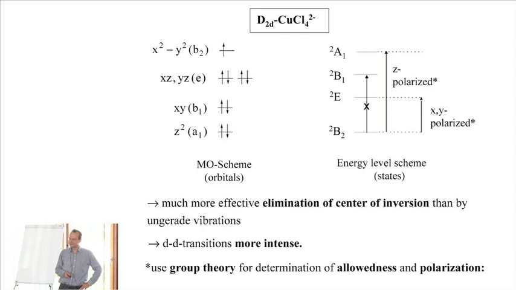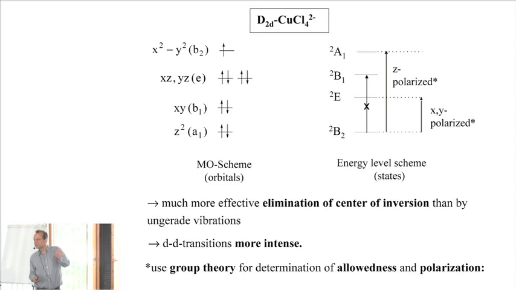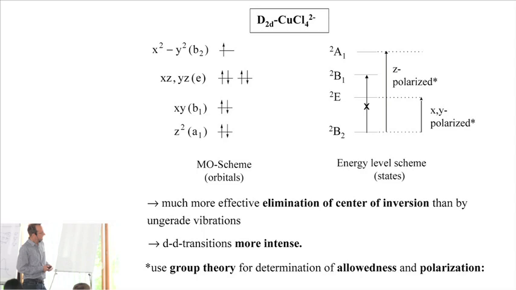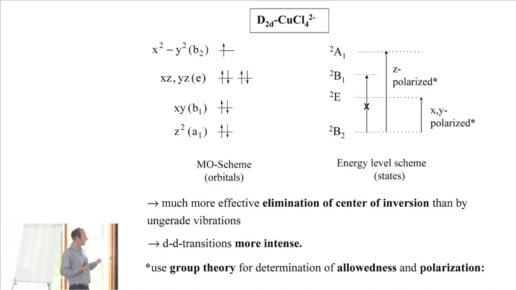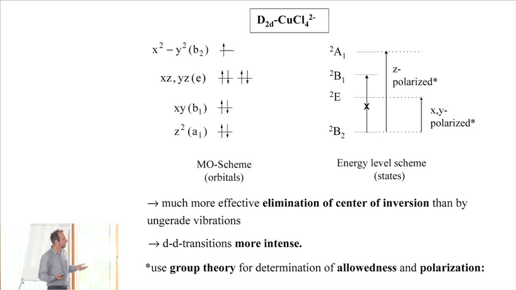But the x squared minus y squared is of course the highest energy orbital, singly occupied. You have all other orbitals at lower energy. And here you see the irreducible representations according to which these orbitals transform, and you see they don't have a g anymore because D2d has no center of inversion as a symmetry element. Now you have a doublet B2 ground state, a doublet E excited state, a doublet B1 excited state and of course a doublet A1 excited state. This gives you a much more effective elimination of the center of inversion than by just ungerade vibrations, so the d-d transitions get more intense.